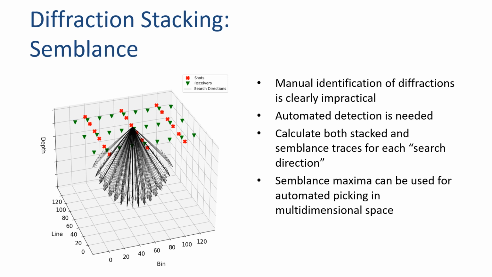Well, clearly we're not going to be able to do this manually. That'd be hard enough to do in 3 dimensions, and in 5D it'll be impossible. We're going to need automated detection, and of course the way to do that is to use coherency. We calculate a semblance trace to go along with each stack trace, and that gives us a 5-dimensional semblance volume as well. That's where we're going to find our diffractions. They should correspond to local semblance peaks in the 5D data space, and that's how we'll determine what to keep and what to throw out.